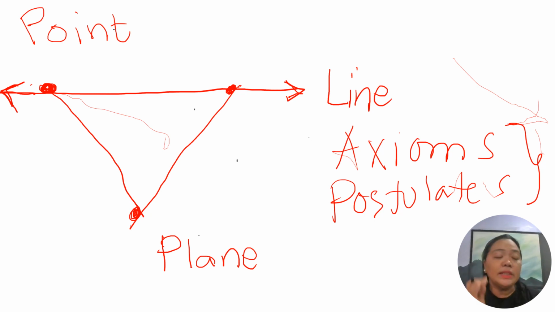Try to consider these statements. The sun sets in the west. Do we need to prove that the sun sets in the west? The Philippines is found in Asia. Do we need to prove that the Philippines is found in Asia? There are 7 days in a week. These statements are actually accepted even without proof. We don't need to give proof in order to accept these statements as true.